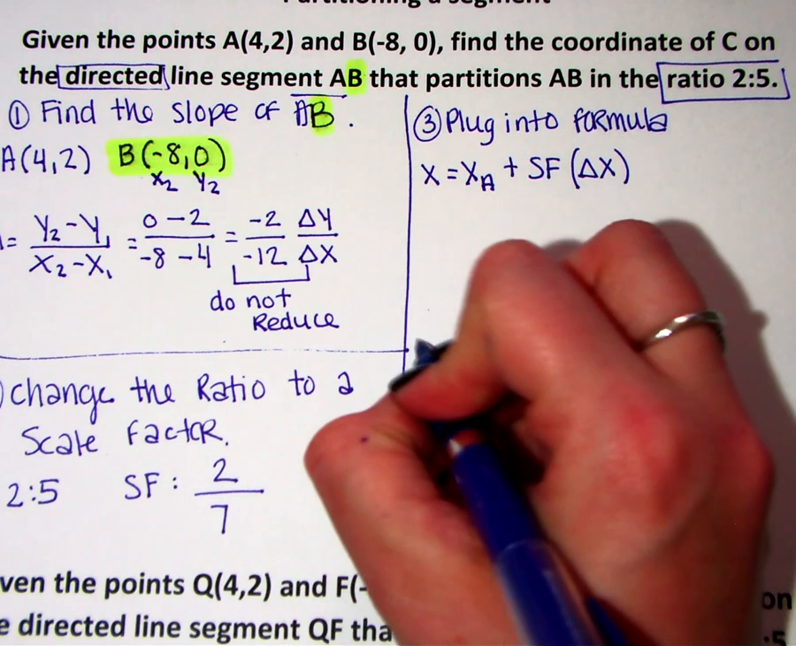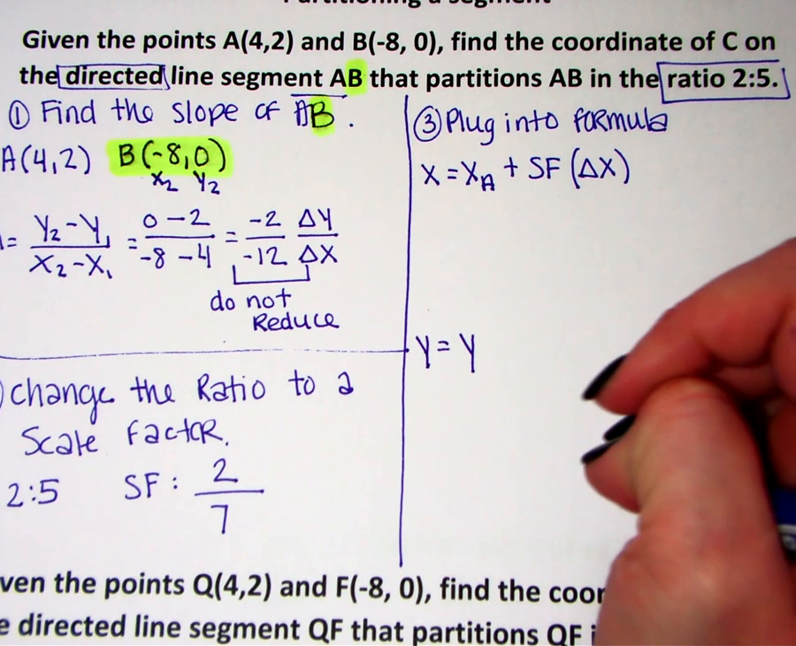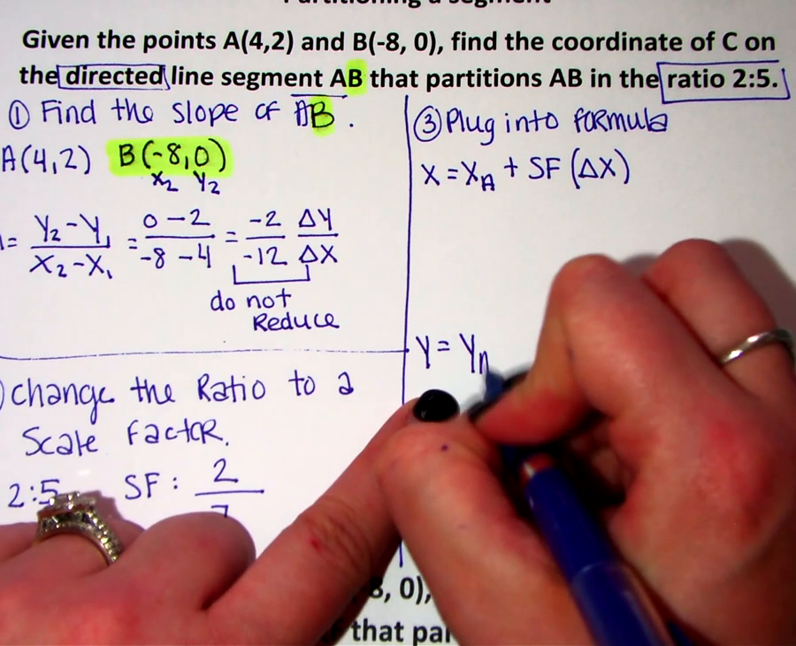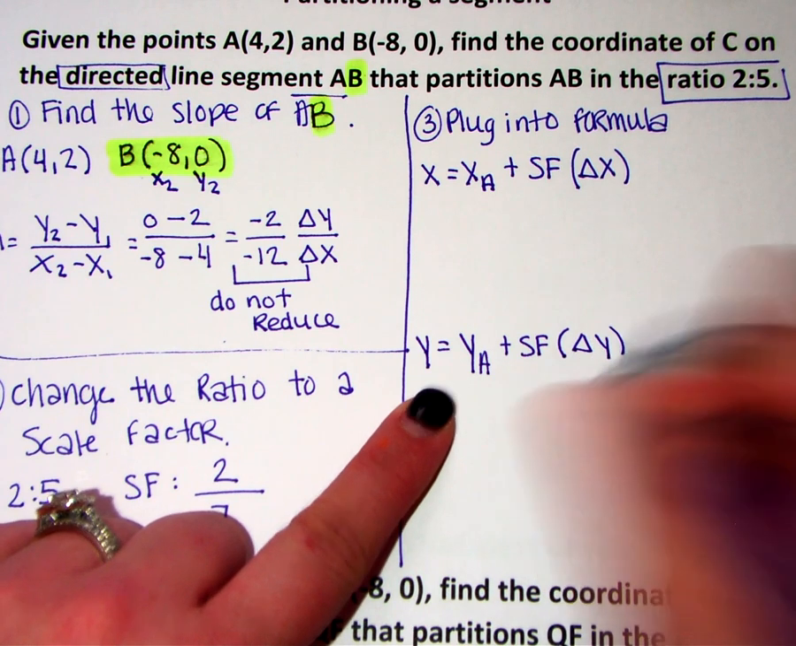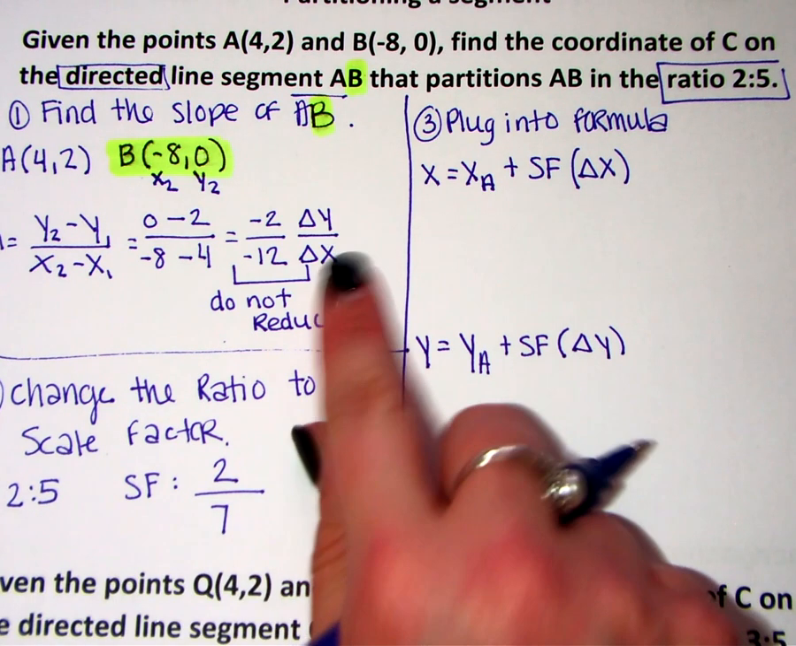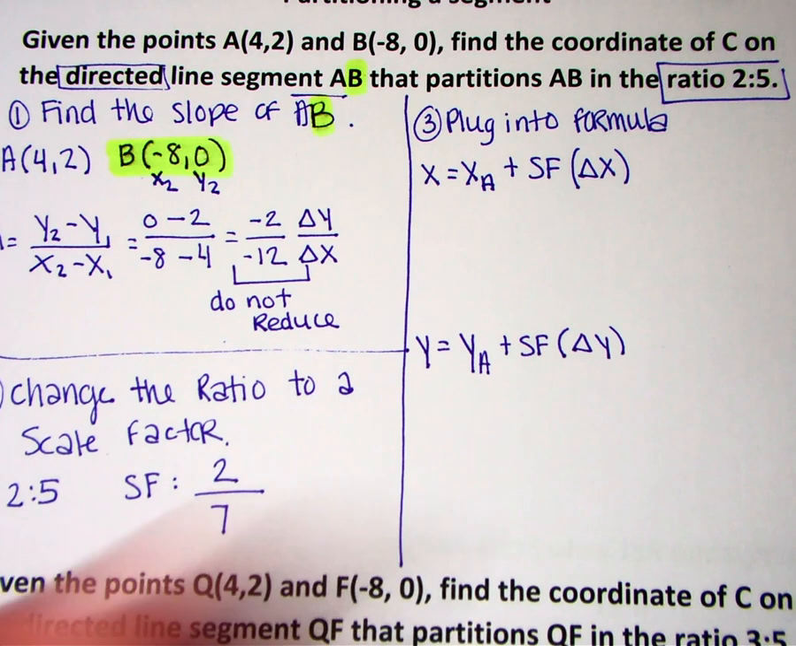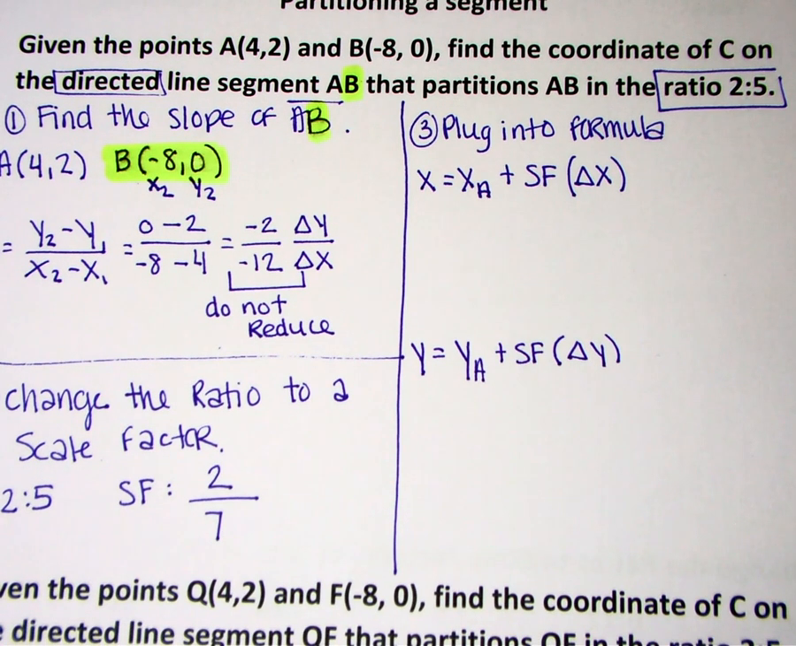The Y equation is the exact same equation, but with Y's. So instead of X sub A, we're going to put Y sub A plus scale factor and now delta Y. Now remember, we've been writing delta Y and delta X with slope, and that's to make your life way easier because doing this formula, it's going to help you. So let's go ahead and simplify into X first.